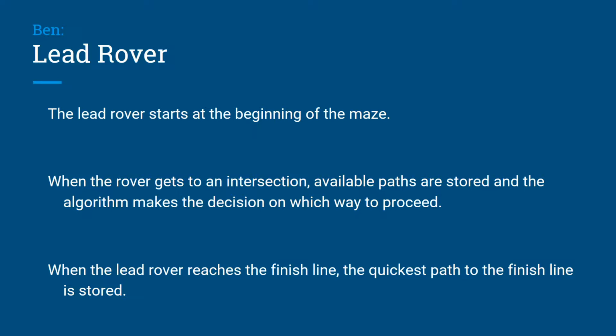The lead rover starts at the beginning of the maze. When it reaches an intersection, it will mark down all available paths, and the algorithm will make a decision on which way to proceed. When the lead rover reaches the finish line, the quickest path to the finish line is stored. This algorithm is quite robust and dynamic since it only stores intersection information. This algorithm could work on any size maze.